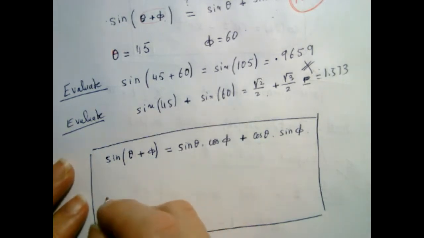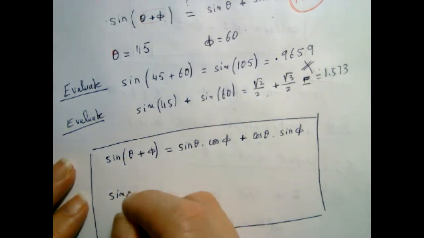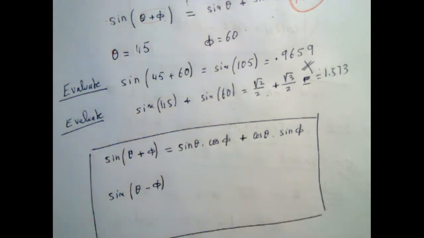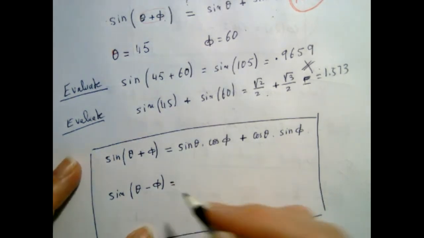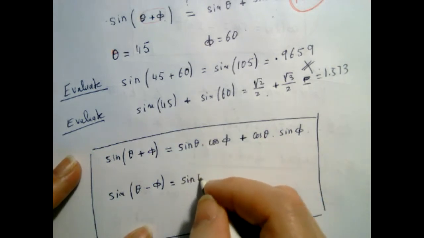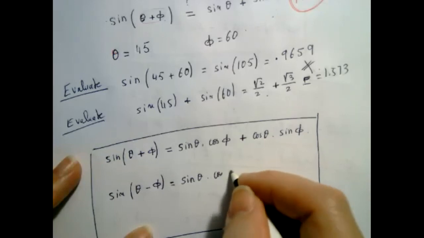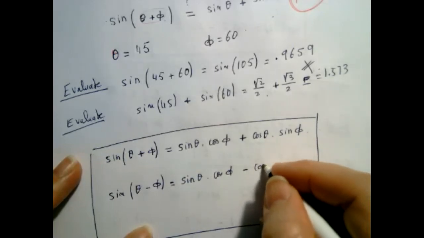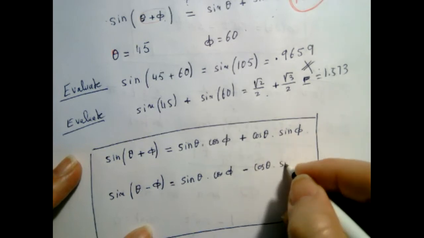And if I have a minus, again, I cannot break it. So the whole idea is that we cannot break it if we have a sum. It's the same thing, but it's a minus instead of a plus: minus cosine theta, the sine of phi.